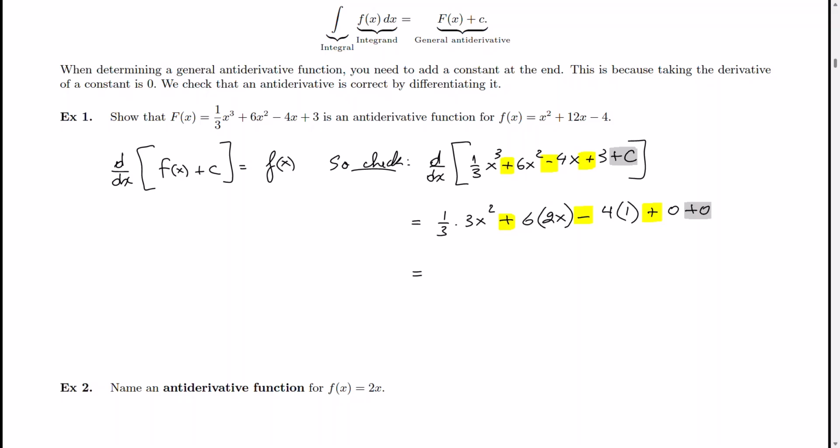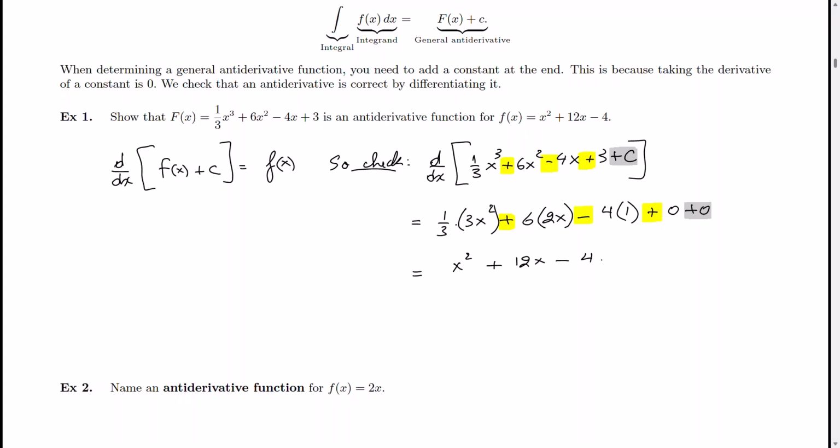Well, to clean up this mess and confirm, let's just go ahead and multiply some numbers. So we have the 1/3 multiplied with the 3x squared. The 3's are going to cancel out there. We just get simply x squared. Then we have the 6 times the 2x. Well, that's going to be 12x. And then 4 times 1 is going to be 4. And finally, 0 and 0 at the end. Those things don't matter. We're just not going to write down 0.